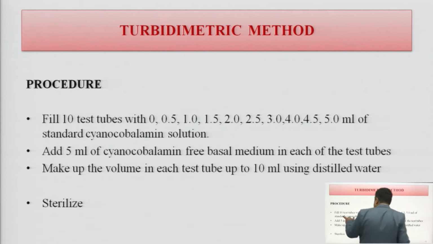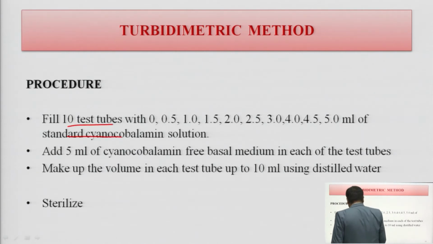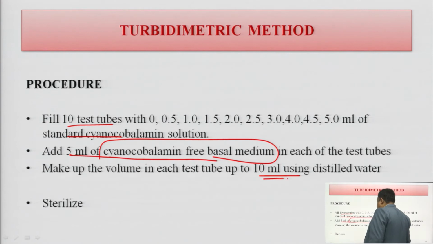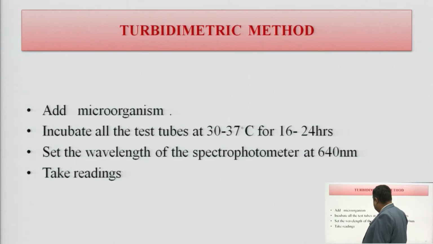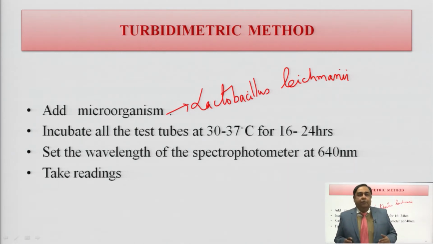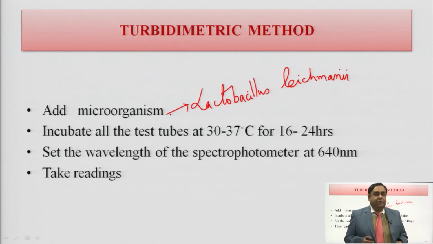So, that is what we have written here. Fill 10 test tubes for standard cyanocobalamin solution, 5 ml basal free media, volume to be 10 ml, then they are to be sterilized. After adding this microorganism, we have to incubate all these test tubes at 30 to 37 degrees Celsius for a period of 16 to 24 hours.